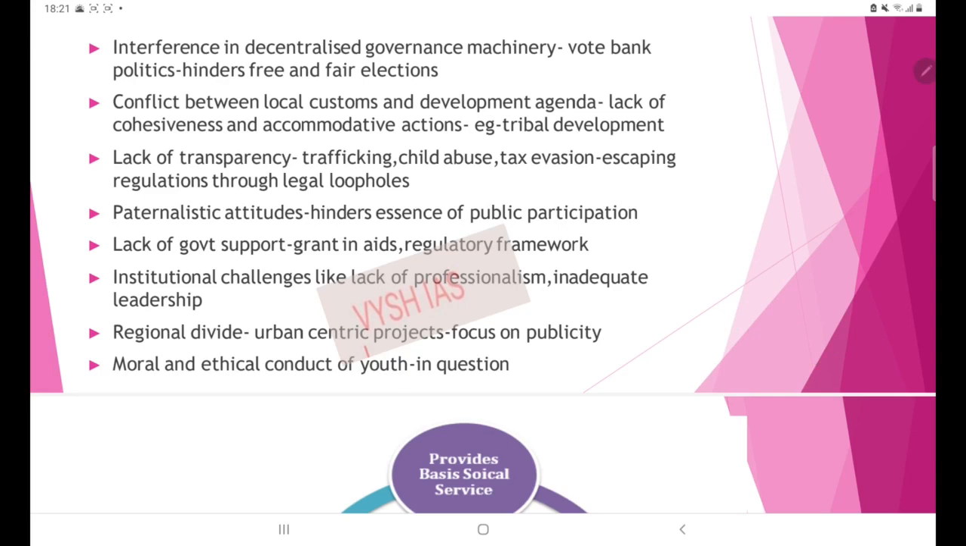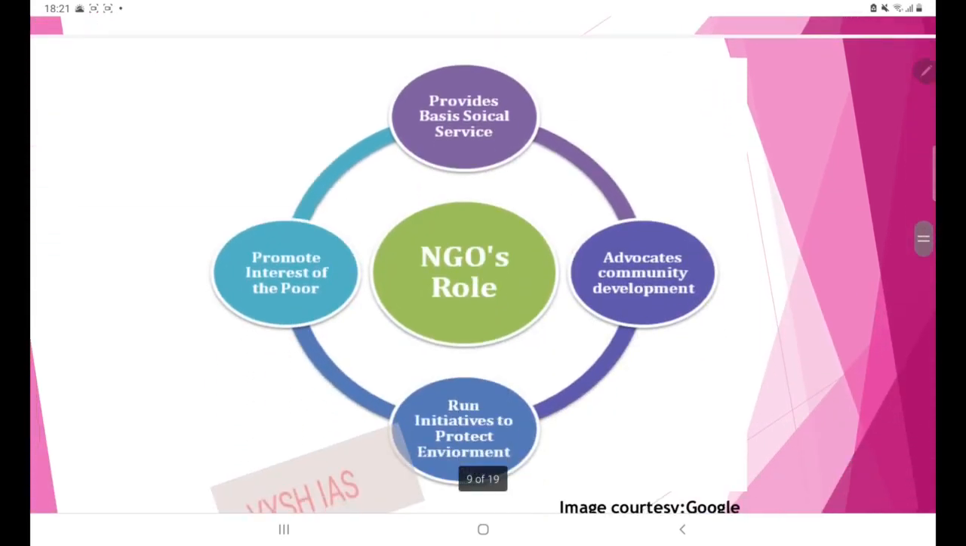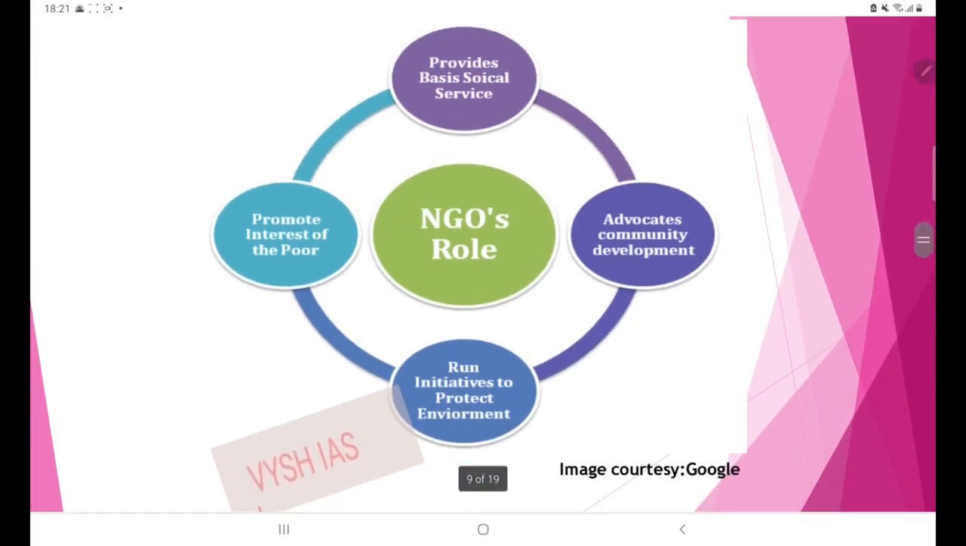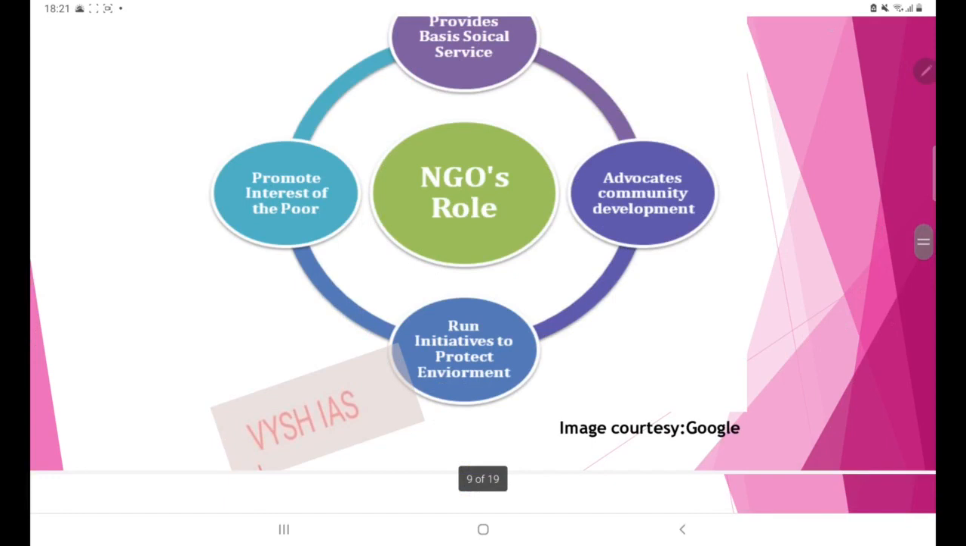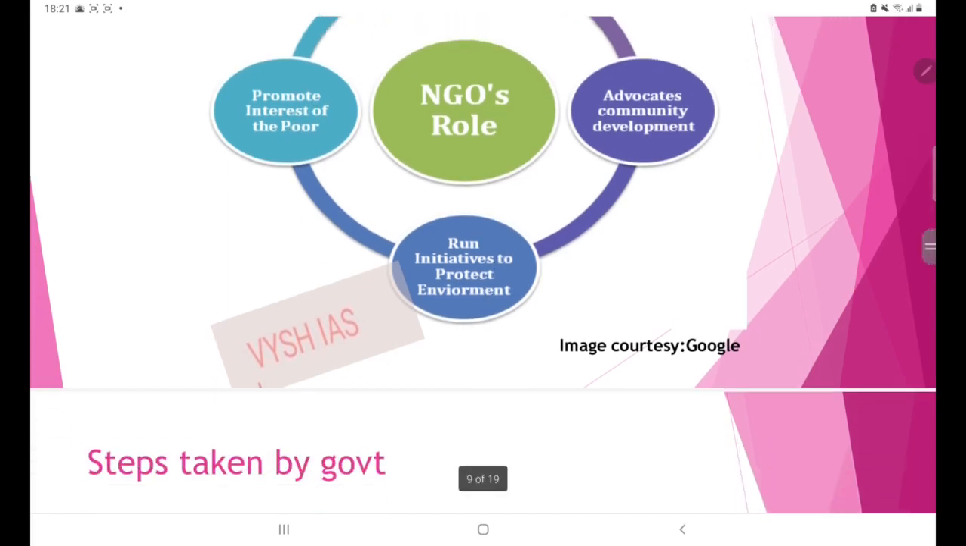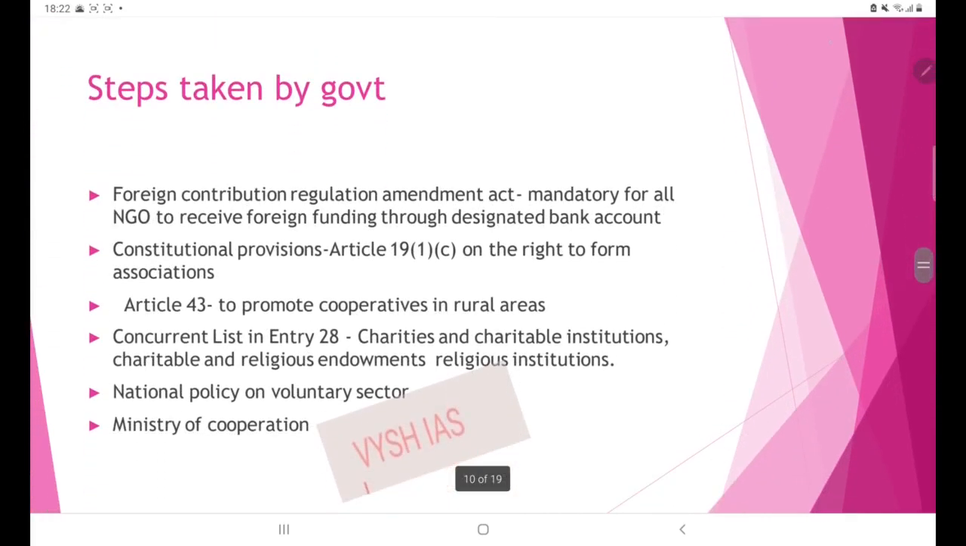Okay, so next, you can use another flowchart in answer writing, like what the roles of NGOs are. Basic social service is there, then community development, then initiatives to protect the environment, promote the interest of the poor. Like this you can use many diagrams also. Now, what are the steps taken by the government so far for the betterment of NGOs? So there are many steps. Out of this you can learn some 5 or 6 steps and use them during your answer writing.